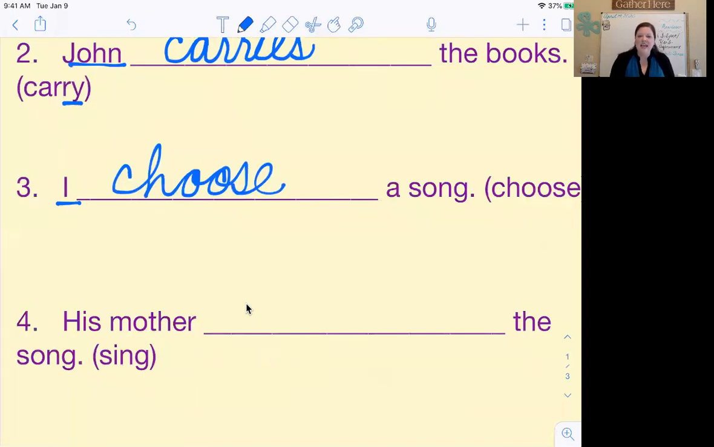Number 4, his mother blank the song. Who or what is the entire sentence about? Mother. Is mother singular or plural? Singular. Because it is singular, we need a singular verb. Singular verbs end in S. All we have to do is just add an S here. There's no other spelling rules that we need to do here.